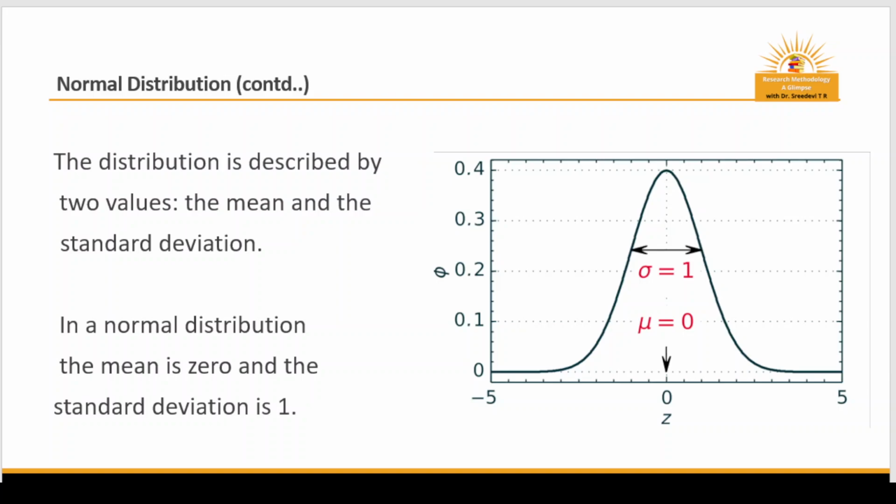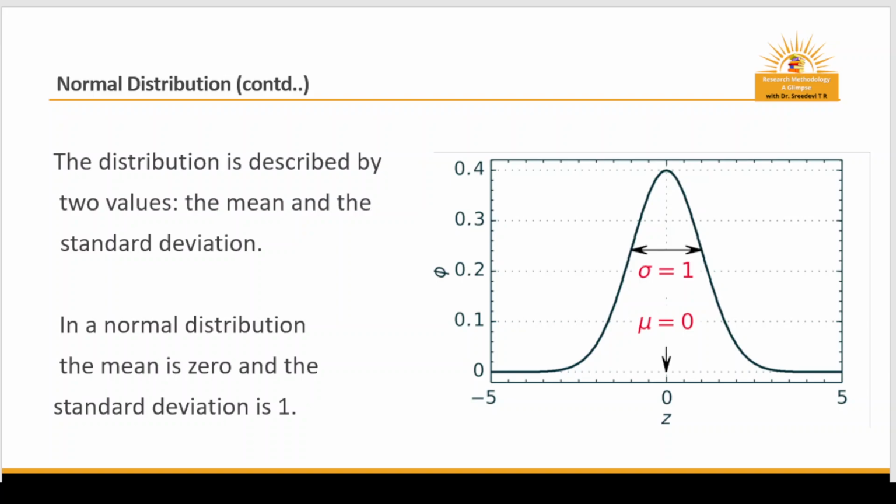Mean determines the line of symmetry of a graph. That is, it determines where the peak of the curve is centered. Increasing the mean moves the curve towards the right. Decreasing the mean moves the curve to the left. Standard deviation is used to measure how much variation exists in a distribution. That is, how far the data are spread out.